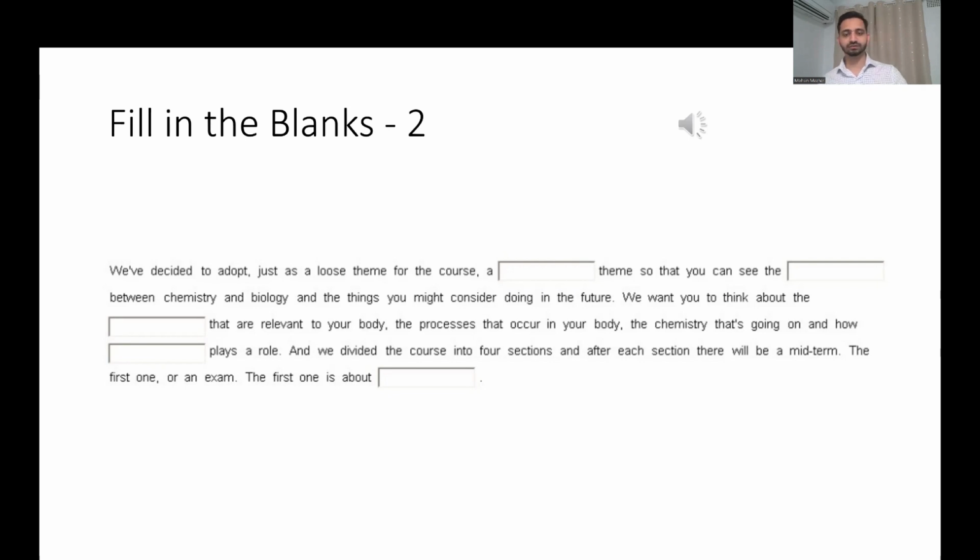We've decided to adopt just as a loose theme for the course, a biological theme, so that you can see the connections between chemistry and biology and the things that you might consider doing in the future. We want you to think about the molecules that are relevant to your body, the processes that occur in your body, the chemistry that's going on, and how energy plays a role. And we divided the course into 4 sections, and after each section, there will be a midterm, or an exam. The first one is about matter.